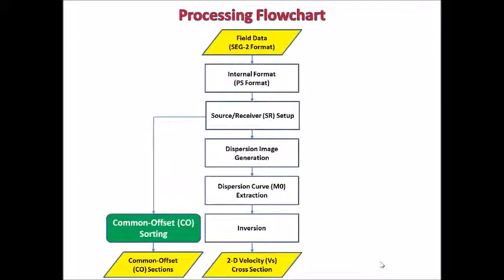This is a processing flowchart for common offset generation. First, you have to generate a seismic data set with source receiver configuration encoded. And then it will go through this common offset sorting process, which will generate common offset sections of various different offsets.